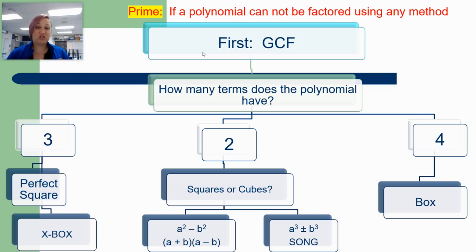This is all the information that you need for this unit on how to factor. From here on out, we are just practicing all our different types of factoring and making sure that we can factor completely.